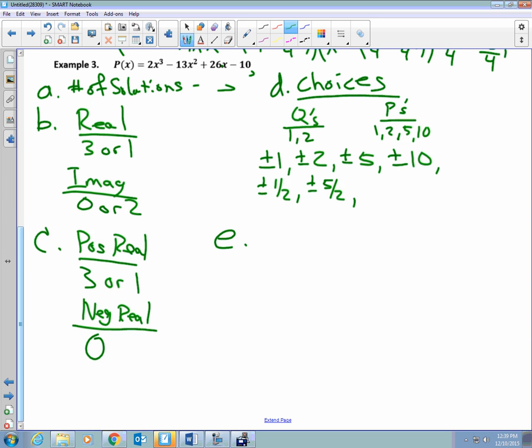1/2 to the third, 1/8 times 2 is 1/4. 1/2 squared, 1/4 times 13, 13/4. 1/2 times 26, 13 minus 10. What's a half minus 1/4 minus 13/4? Negative 12 over 4, which is negative 3. And 13 minus 10 is 3, get 0. So 1/2 works.